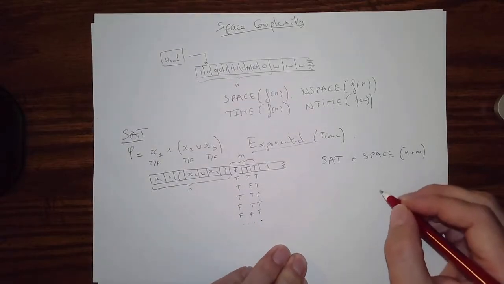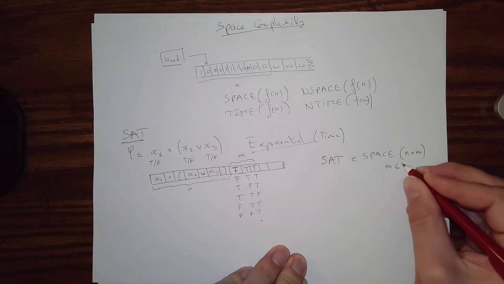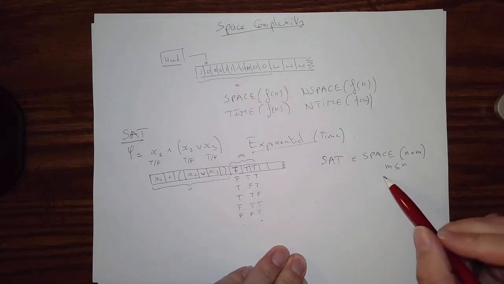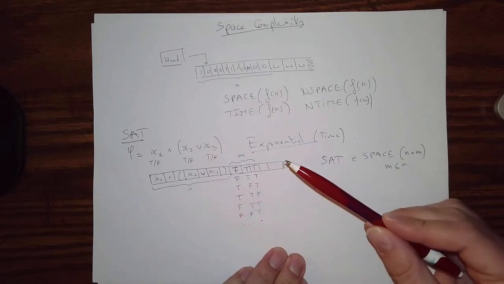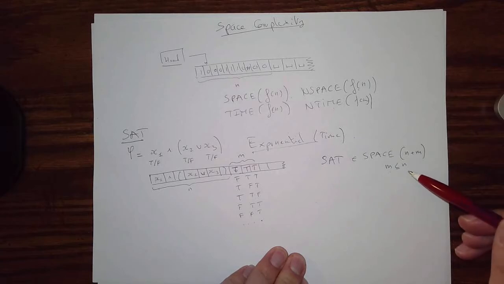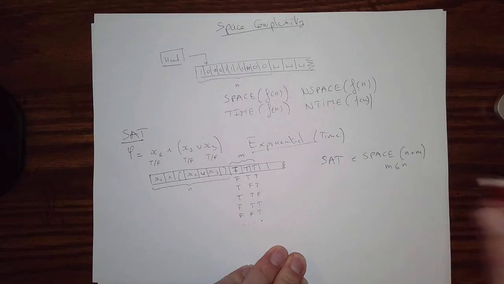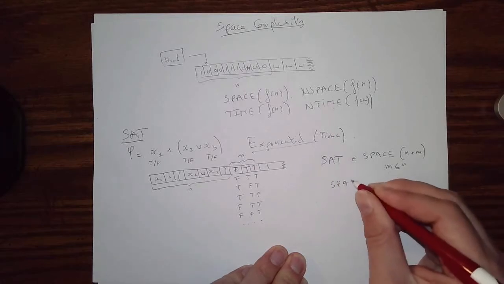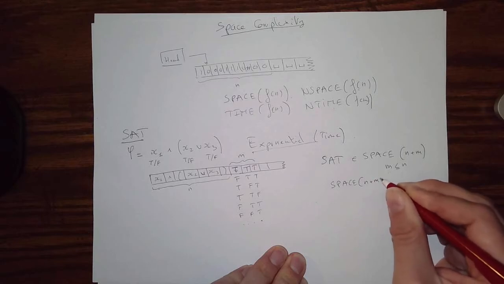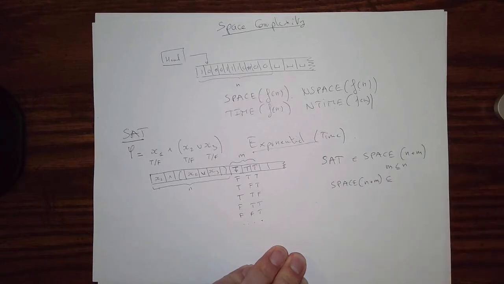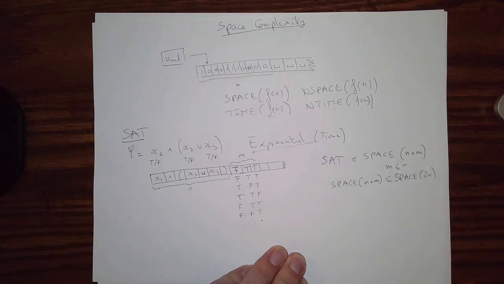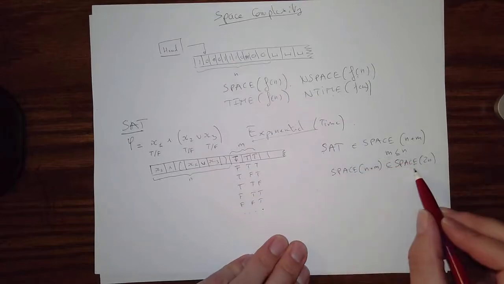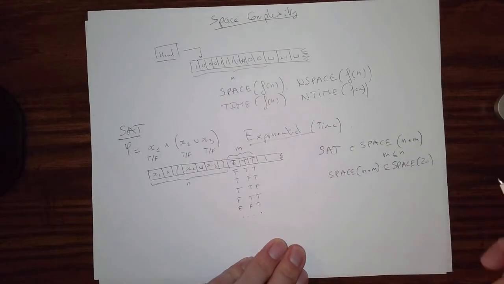And we know that m is less than or equal to n. It's not possible to have more variables than you have symbols in the initial input. So m is necessarily less than or equal to n. So you can say that this is included, it's a subset of space 2n. So if we approximate, we can say that SAT is in space 2n, which is basically O of n.